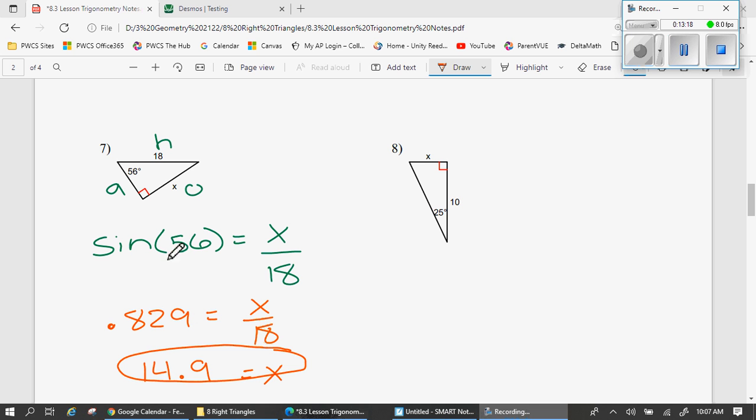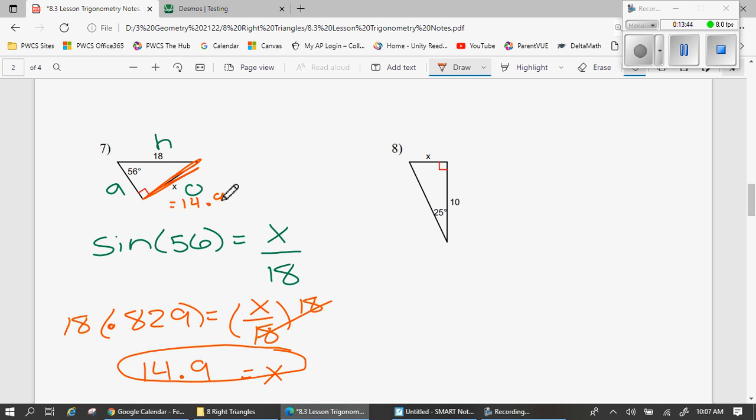So when you do the sine of 56 in your calculator, you get a long decimal. We can round it to 0.829. The more decimals you have, the more accurate your final answer is. I multiply both sides by 18. So when I multiply that decimal by 18, I get approximately 14.9. So our opposite side is approximately 14.9.